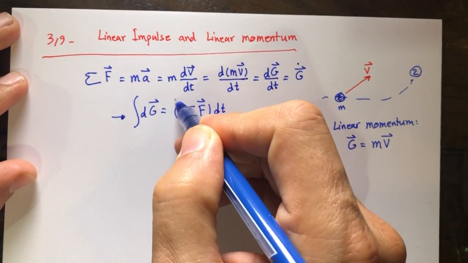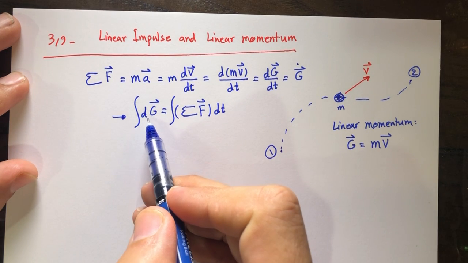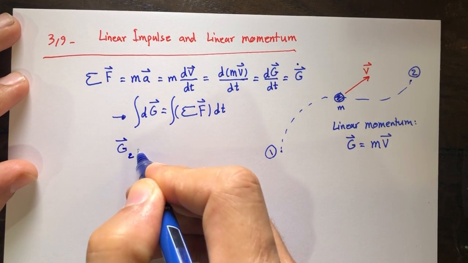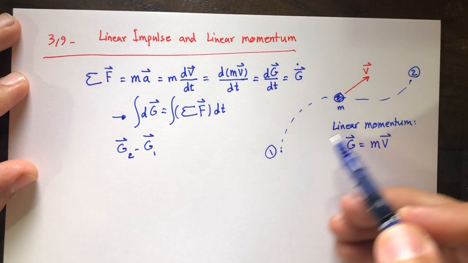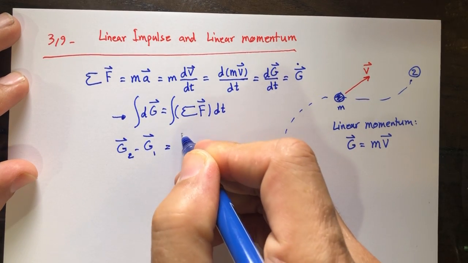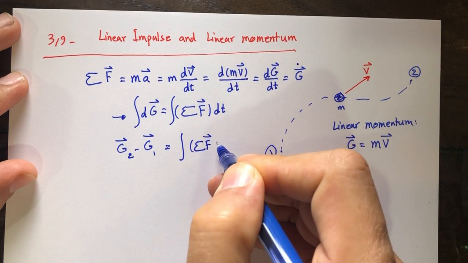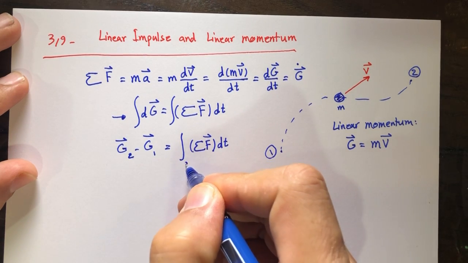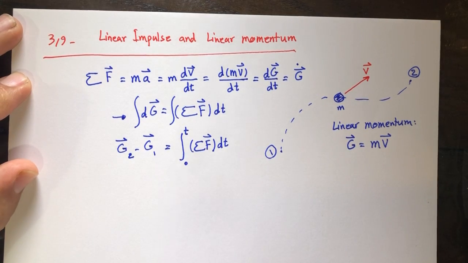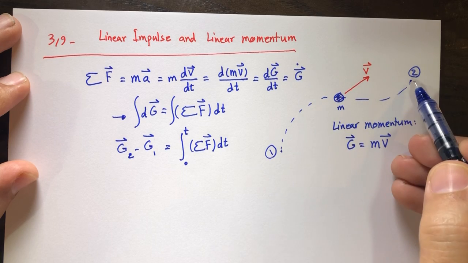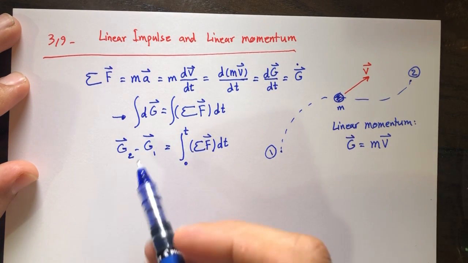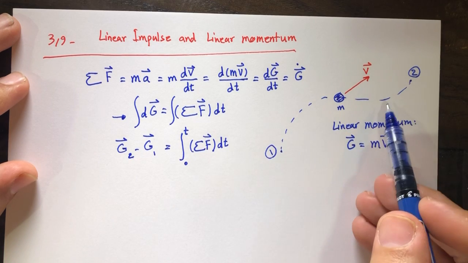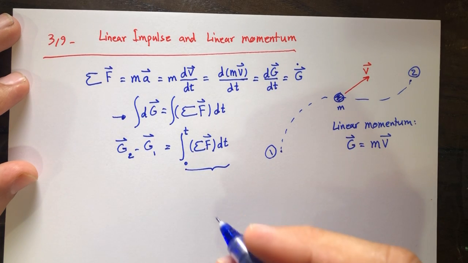So if I integrate both sides of this equation from 1 to 2, then the integral of dG is just G. From point 1 to point 2, it's going to be G2 minus G1, which means the linear momentum at the end minus the linear momentum at the beginning is equal to the integral of sum of the forces dt from point 1 to point 2, so from time 1 to time 2. Let's say at the beginning time is equal to 0 and at the end time is equal to t. So if I know what forces I have on this system from 1 to 2, then I can put it in this integral and integrate it. The left side of the equation is the change in the linear momentum of the system, and the other side is the integral of the sum of the forces from 1 to 2. We call this integral linear impulse.